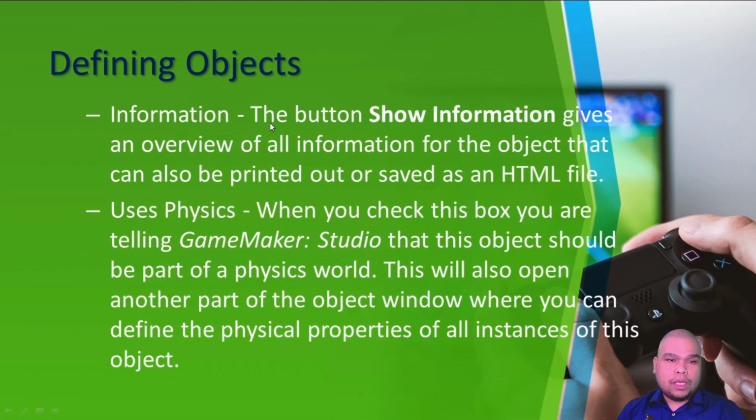We also have information. This button shows information, giving an overview of all information of the object, which can also be printed out or saved as an HTML file. Aside from that, we also have use physics. When you check this box, you're telling GameMaker Studio that this object should be a part of the physics world. This will also open another part of the window where you can define the physical properties of all instances for this object.